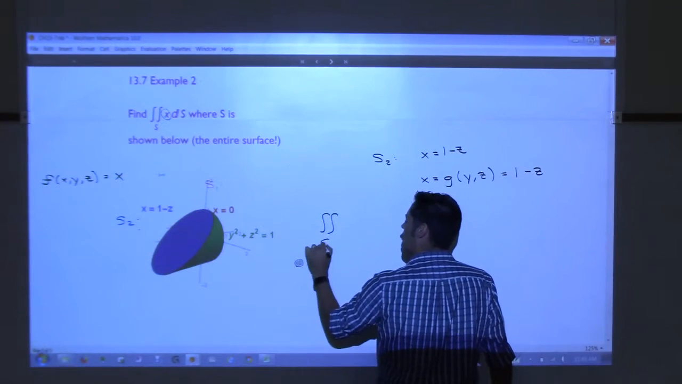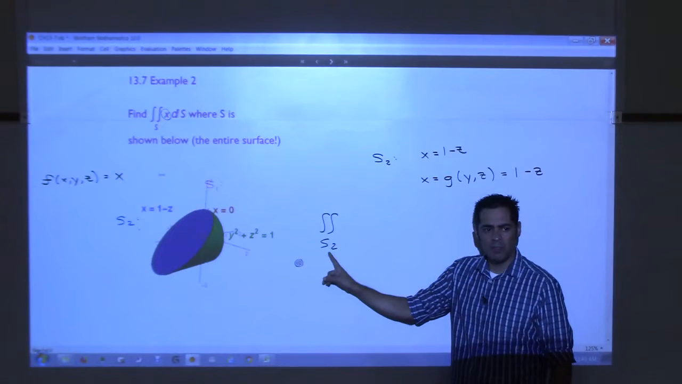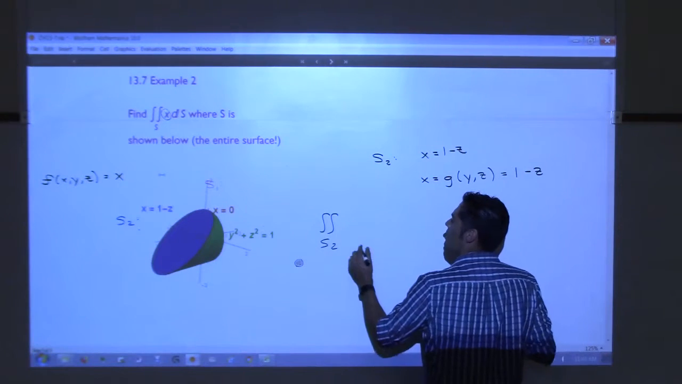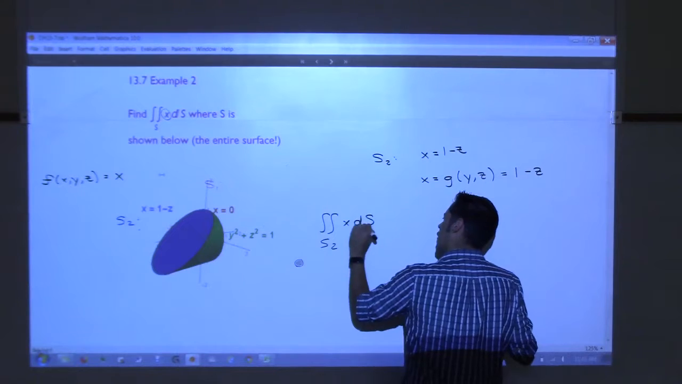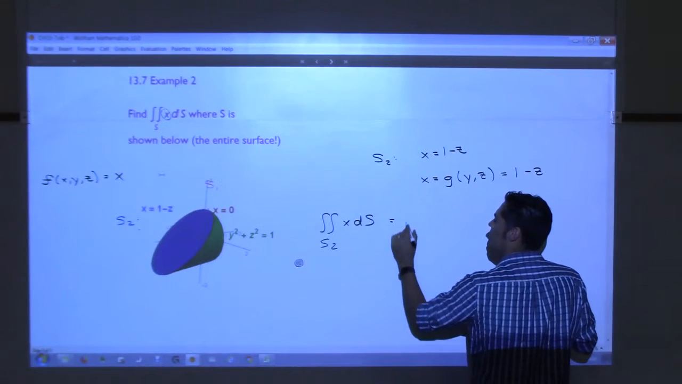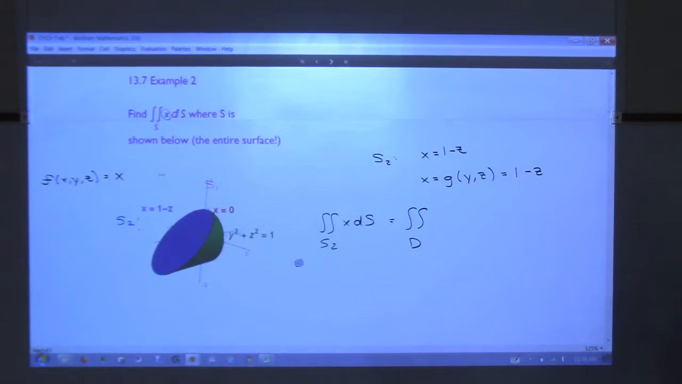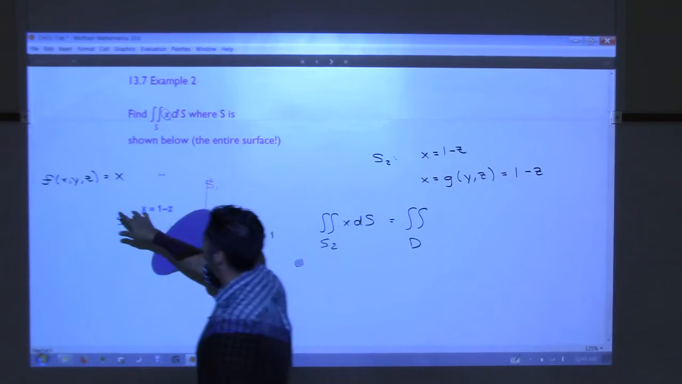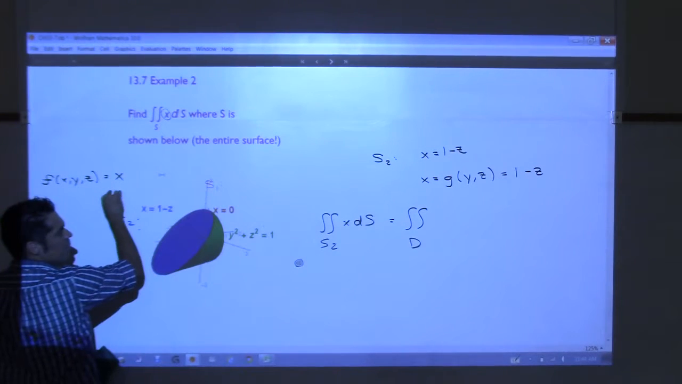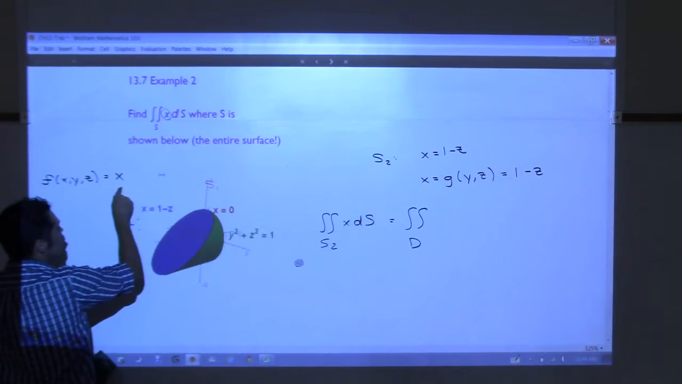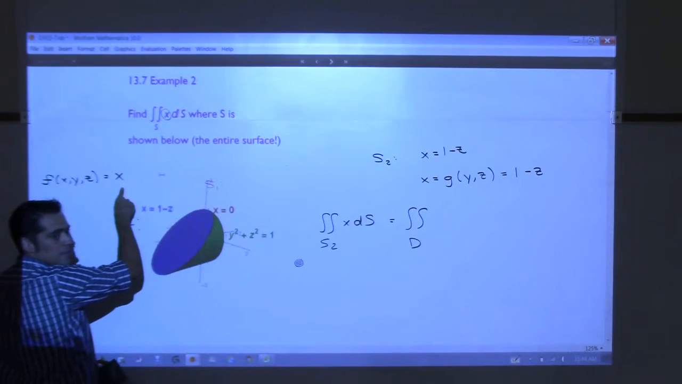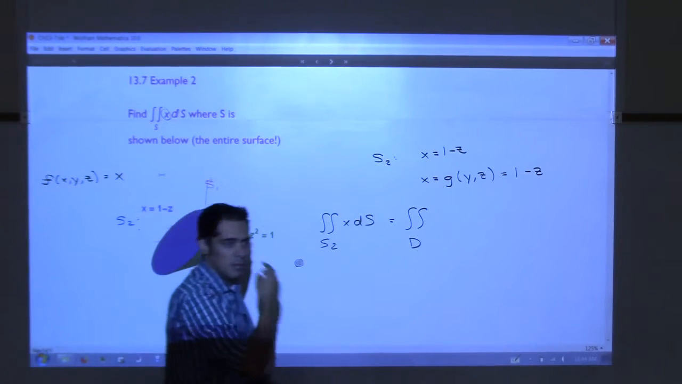Double integral over S2. Did I put S1 on the last one? I don't think I did, did I? No. Please change that to S1. Of x dS is equal to the double integral over D. And now what we're going to do is take our scalar function, right, here. This is our scalar function x. And we're going to plug in whatever x is into this. So what is x? 1 minus z.